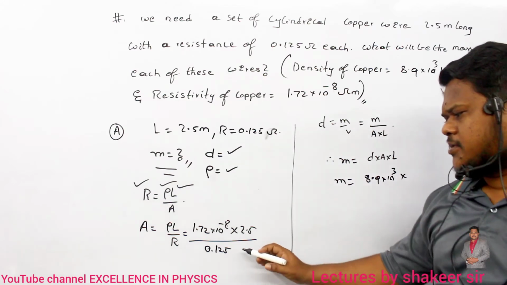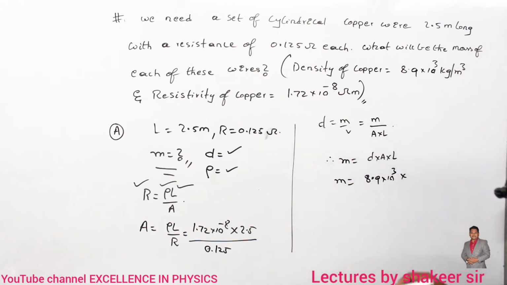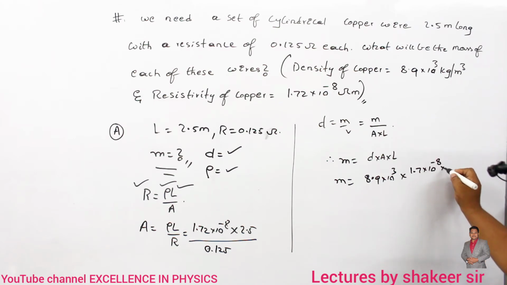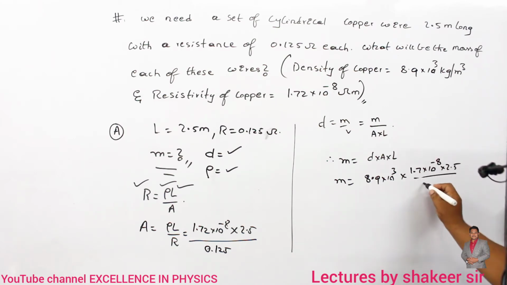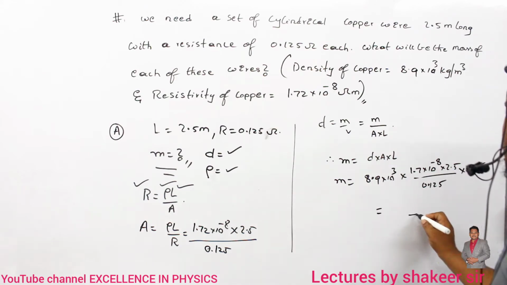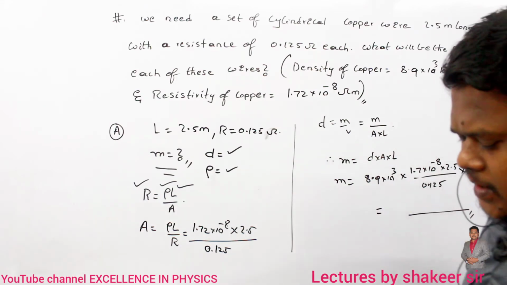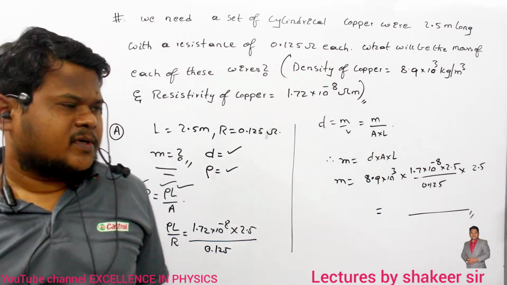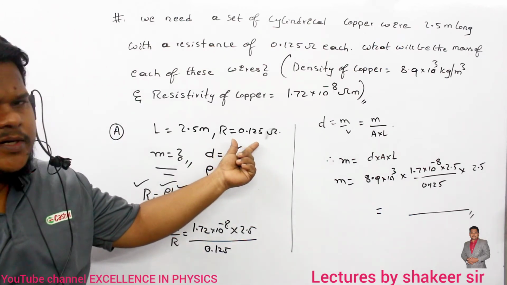And area of cross section we have calculated from here. What is the area of cross section? 1.72 into 10 power minus 8 into 2.5 divided by 0.125. And length of the conductor is also given, it is again 2.5. So just do the total calculation, and that will be the required mass of the copper wire which is required to produce a resistance of 0.125.